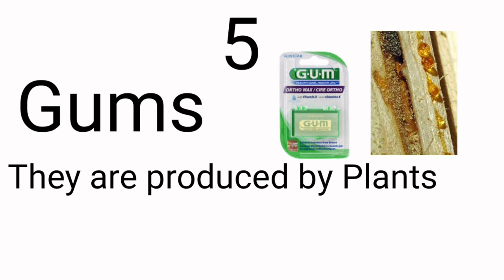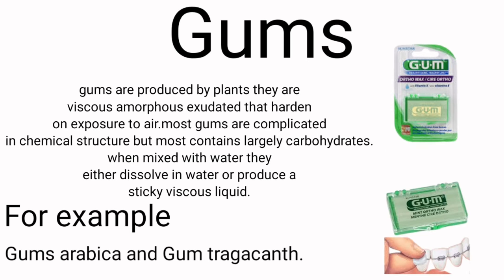Number 5. Gums. Gums are produced by plants. They are viscous, amorphous, exuded and then harden on exposure to air. Most gums are complicated in chemical structure, but most contain largely carbohydrates. When mixed with water, they either dissolve in water or produce a sticky viscous liquid. For example, gum arabica and gum tragacanth.